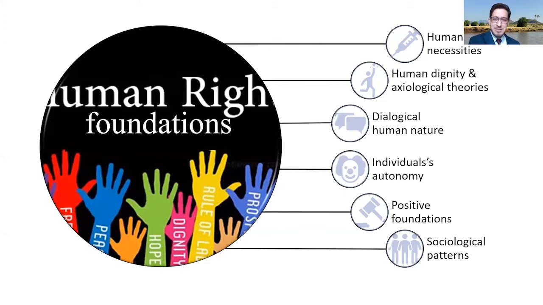Or based on individual self-autonomy, more or less Rawls, Dworkin, the autonomy of each one, or mixed with the ideological human nature, no? Or it could also be Hobbes, no? Based just on the authority, the positive foundation, no? Or finally, you can see it is just a historical product, no? Sociological patterns, behavior of the people.